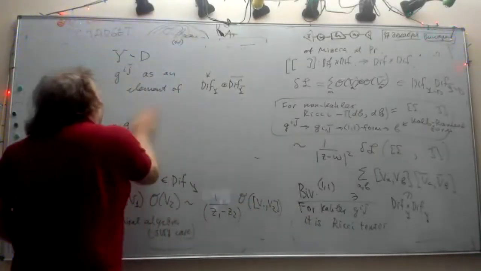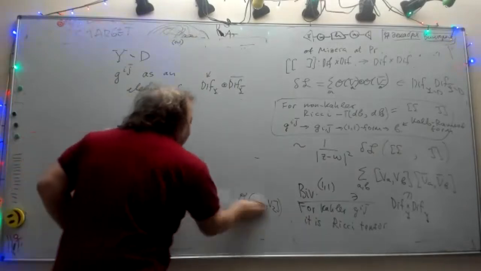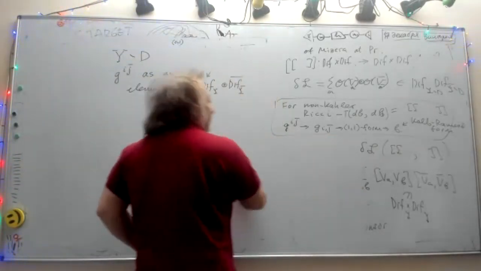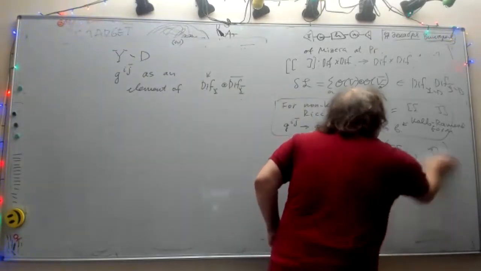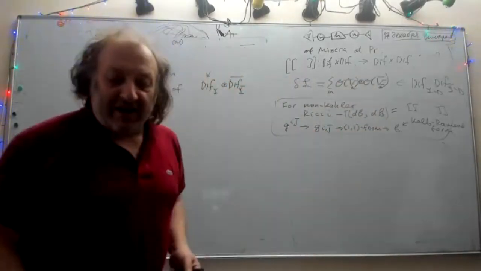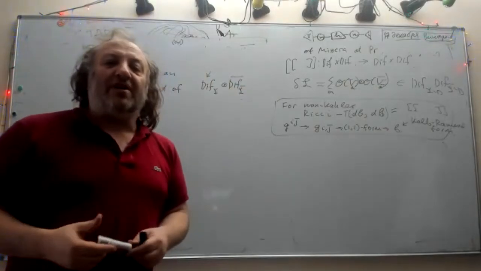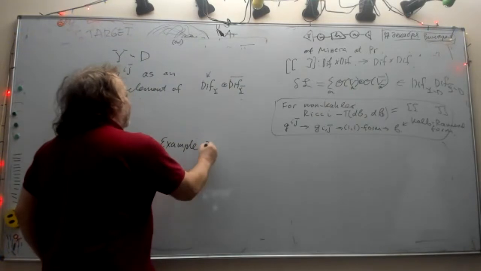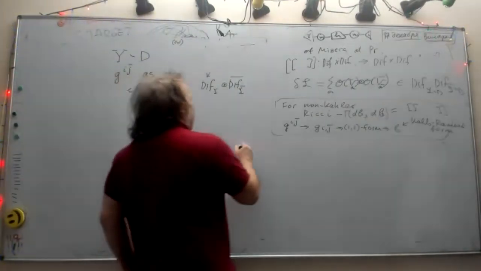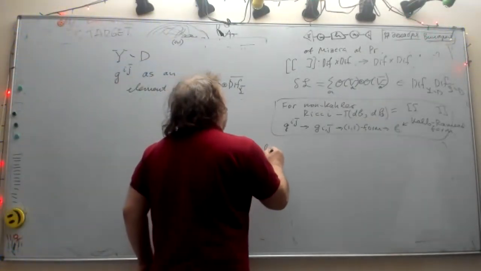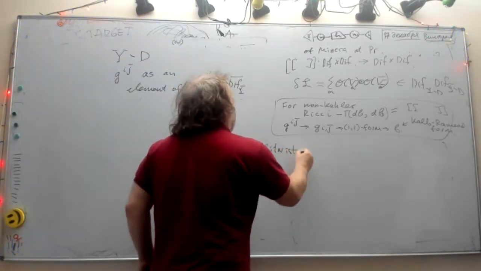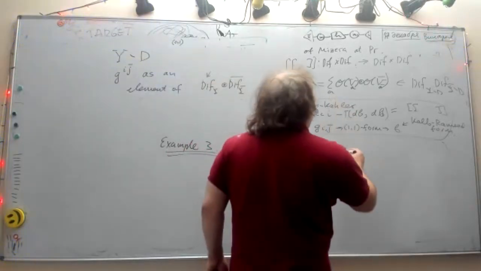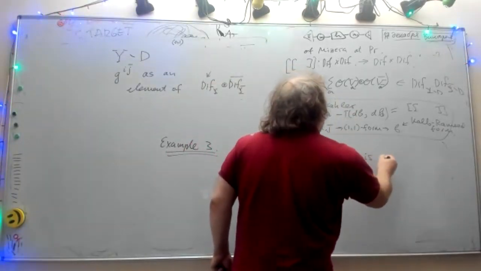And I will give you example 3, because example 3 is also very relevant. I actually want you to see all examples all together, okay? Example 3. And this example 3 is related to so-called ambitwisters. So remember that I said that delta L is a vertex operator.